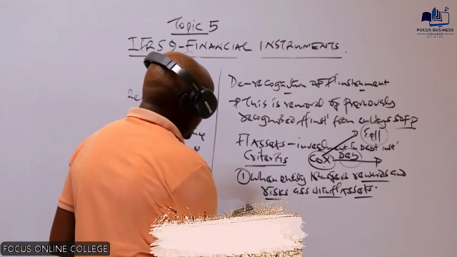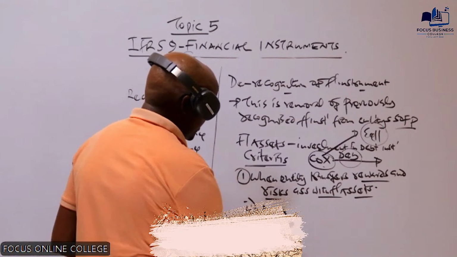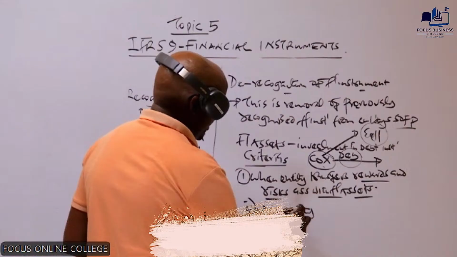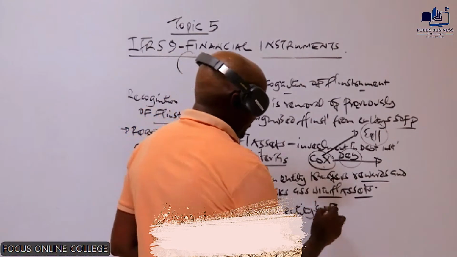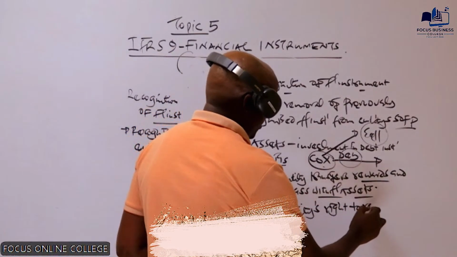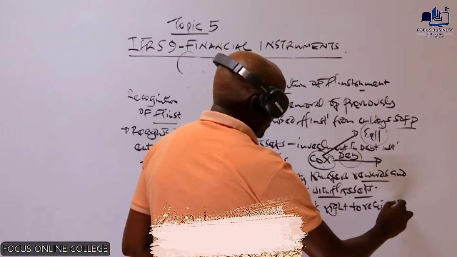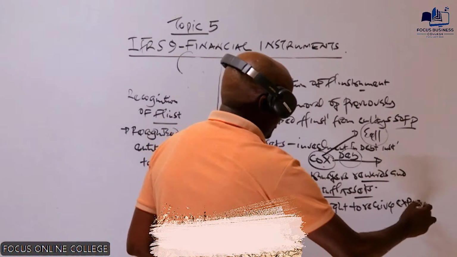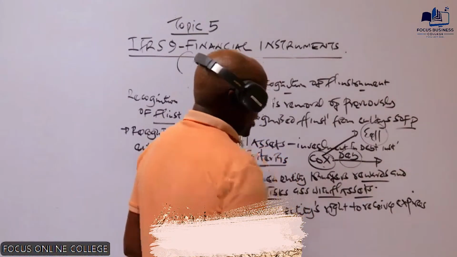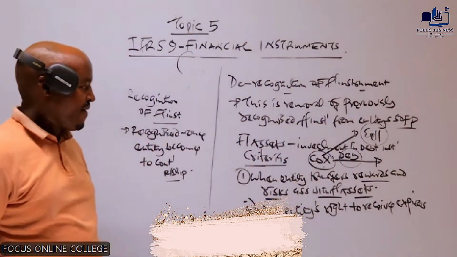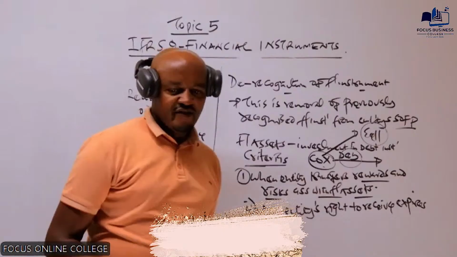Number two is when the entity's right to receive cash expires. When the entity's right to receive cash has done what? Has expired. So the entity's right to receive cash has expired.